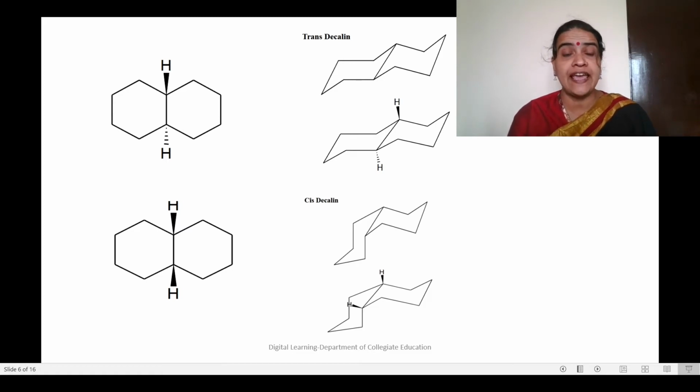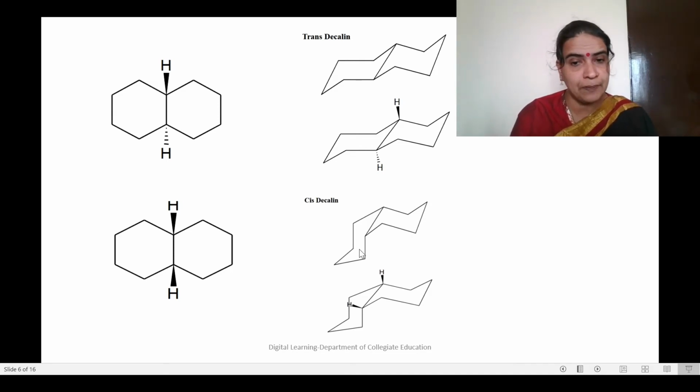So in the two chair conformations of the cyclohexane molecule, if the two rings are joined both at equatorial positions, here it is axial, this is equatorial. So this bond is equatorial, and here again this is axial and this is equatorial. So here the two bonds are fused at equatorial position. It is equatorial fusing. That is trans decalin.